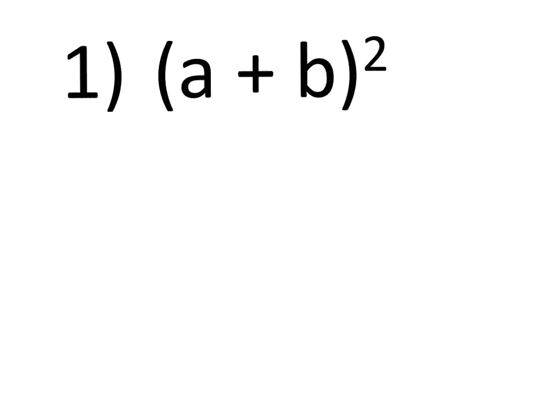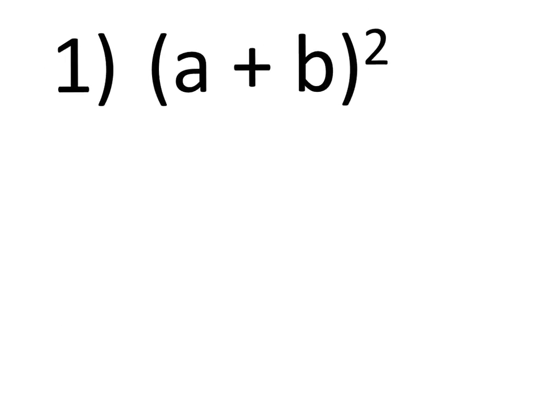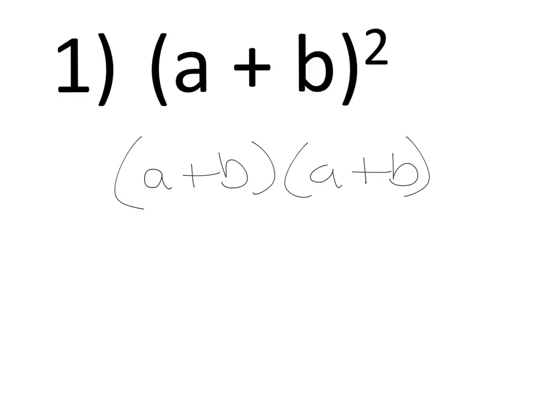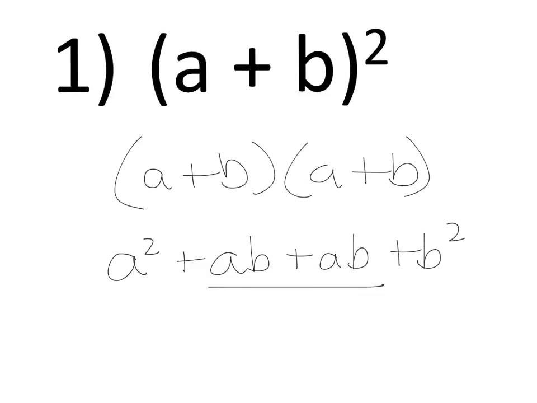Okay, so hopefully you've done number 1 on your own here, and just keep in mind that it means that we are going to write it out twice. So you had a plus b and a plus b. When you FOIL it out, you get a squared plus ab plus ab plus b squared, and then combine the like terms in the middle. So a squared plus 2ab plus b squared.